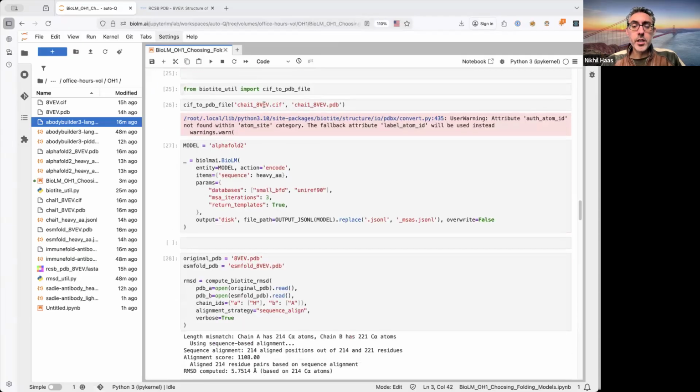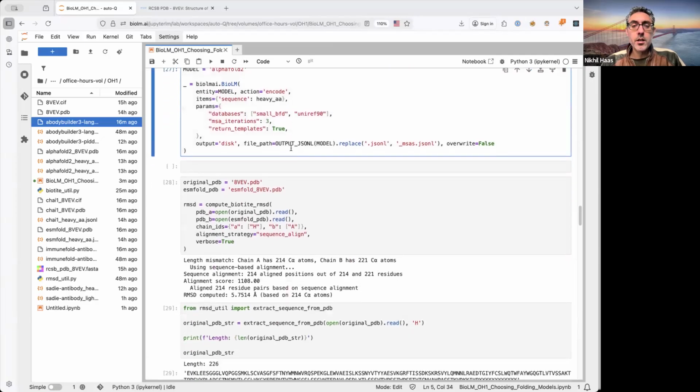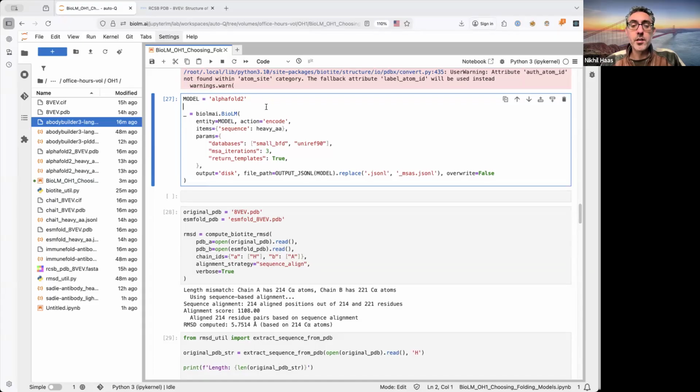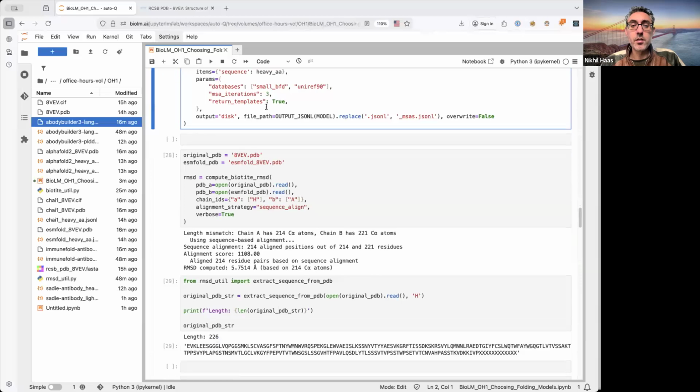So here we're just converting the Chi1 CIF to a PDB. And we'll come back to this. Right here, I just requested the embedding or the MSAs and templates from AlphaFold so that we could theoretically input those into one of the other models. And there's one model that has pretty good RMSD that I wonder if it could even get better with the MSAs. And we'll check that out. And that's another reason to think about using that model.